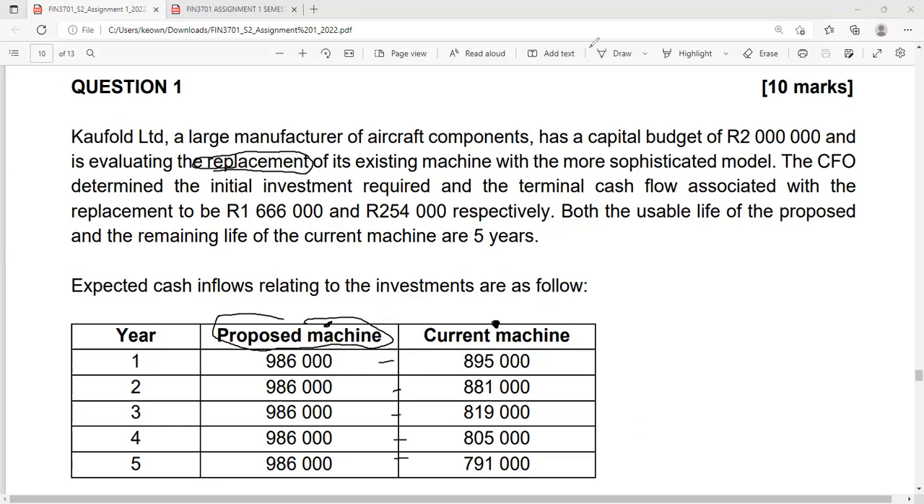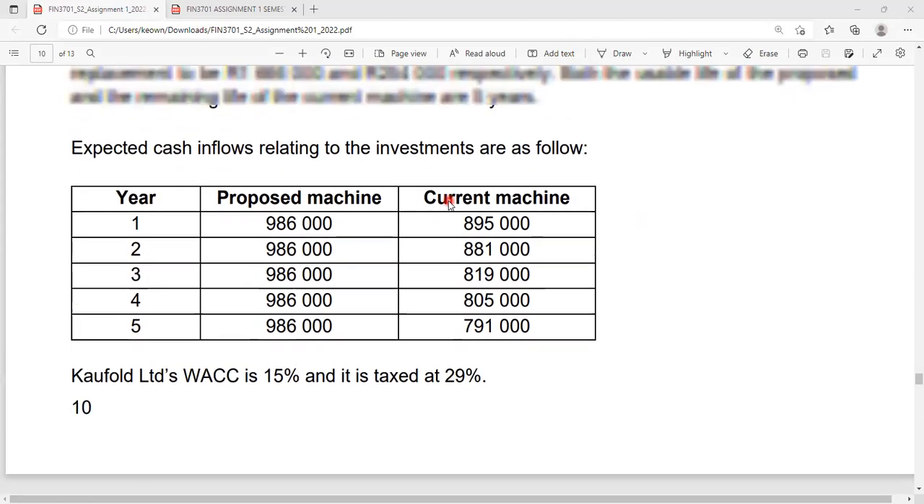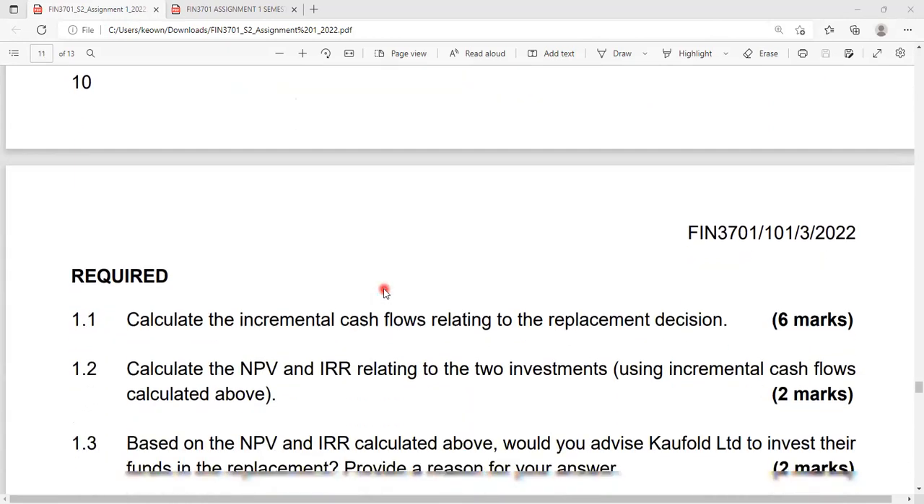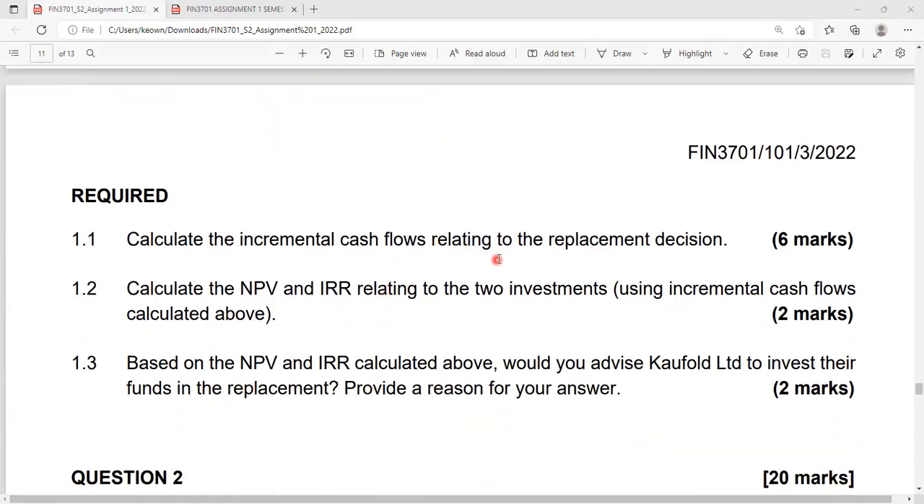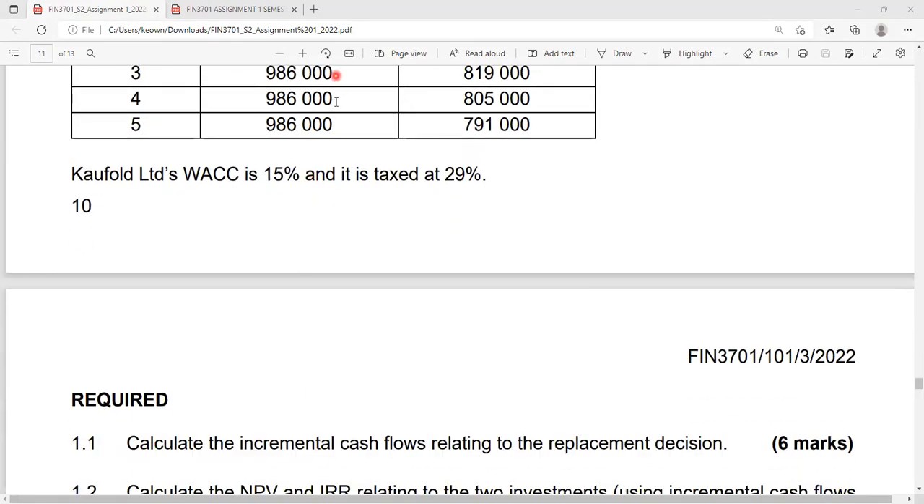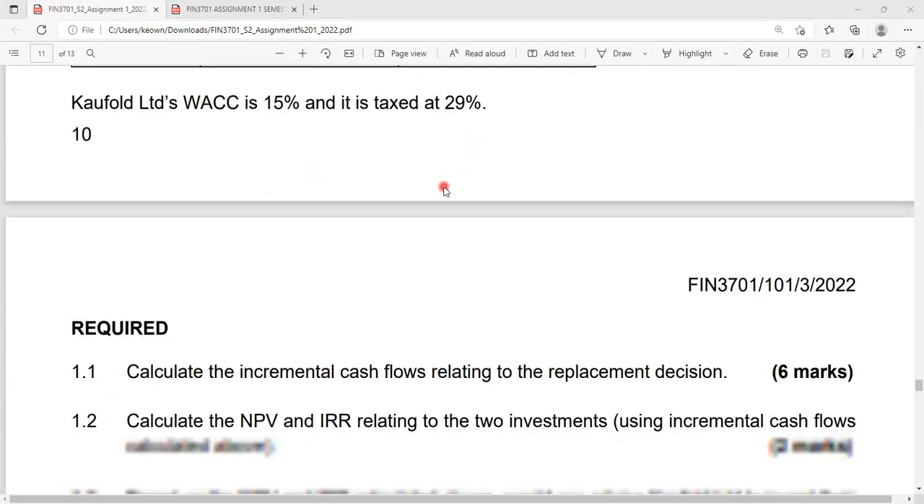Remember, the other type of capital budgeting project is when you try to do an expansion. With an expansion, you don't have to worry about current and proposed. You just worry about the proposed, right? So make sure you understand the distinction between a replacement and an expansion. Replacement: you need to compare current minus proposed and get the difference between the two for expected cash inflows. Whereas with an expansion, you're just concerned with the cash flows for the proposed machine. We're also given our WACC and our tax rate.